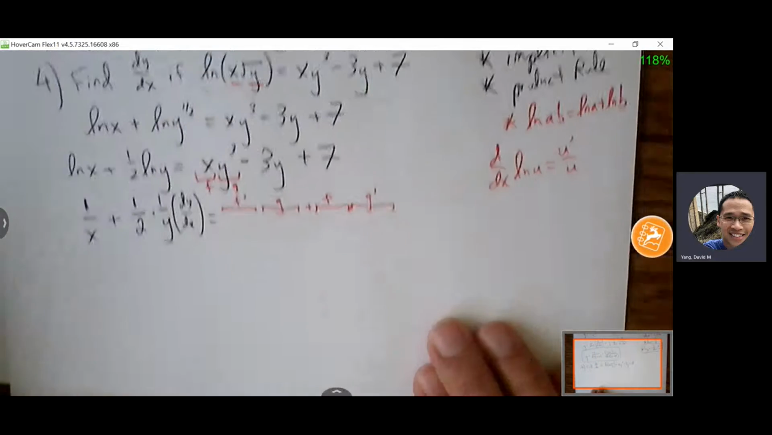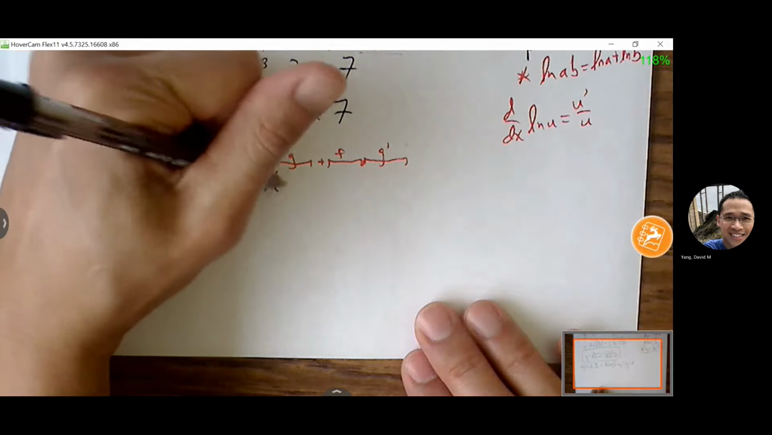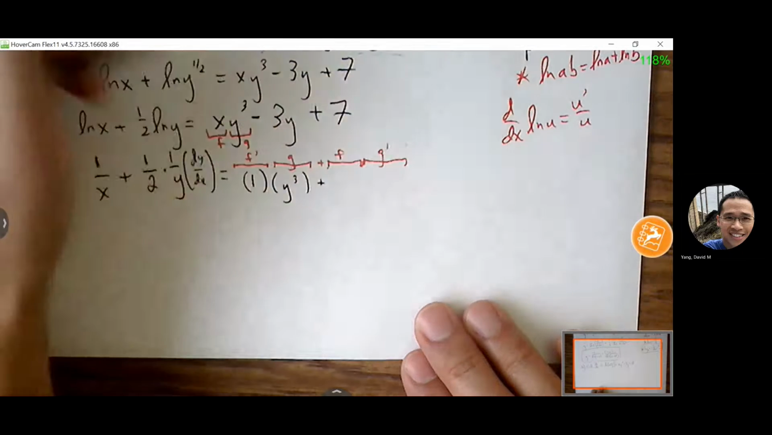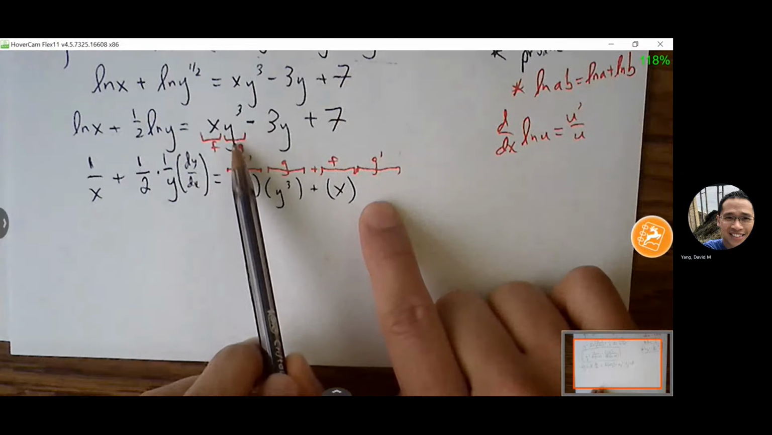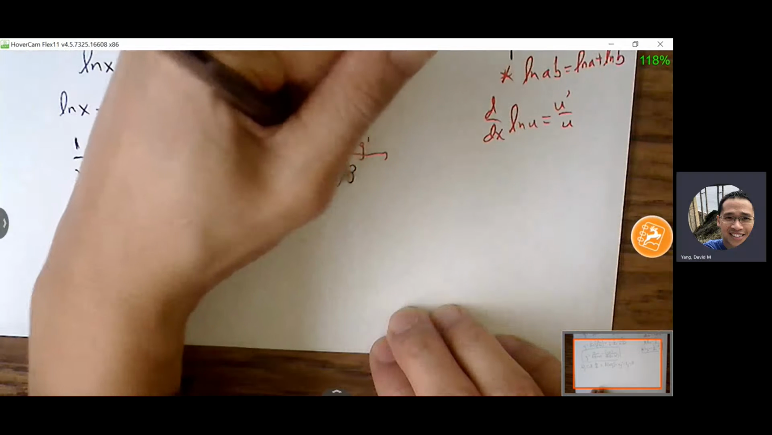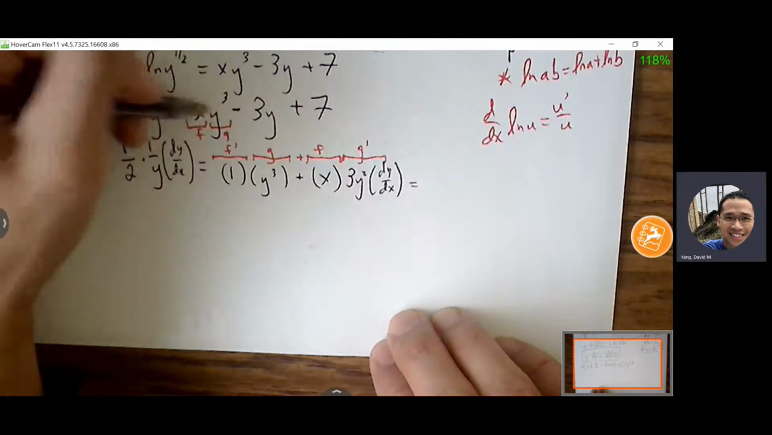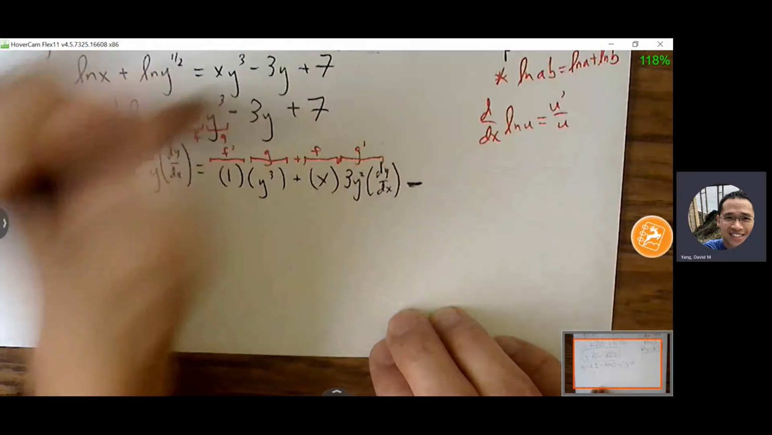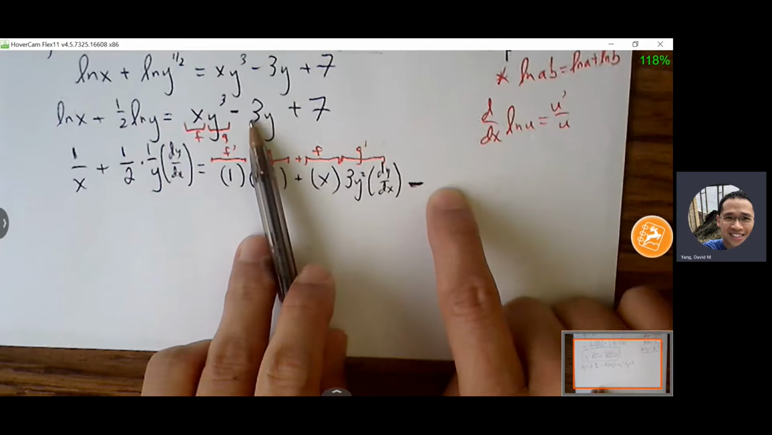f prime g plus f g prime. Okay, what's g prime going to be? Square times. Plus and minus. What does 3y turn into? So we're done with product rule for the xy cube.